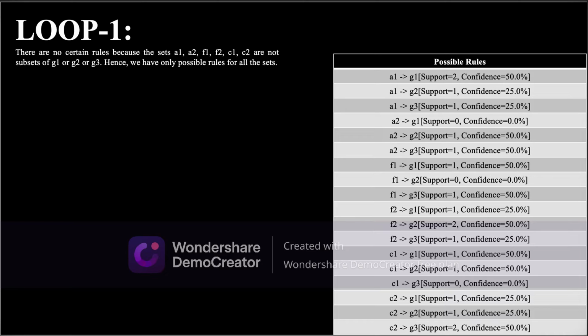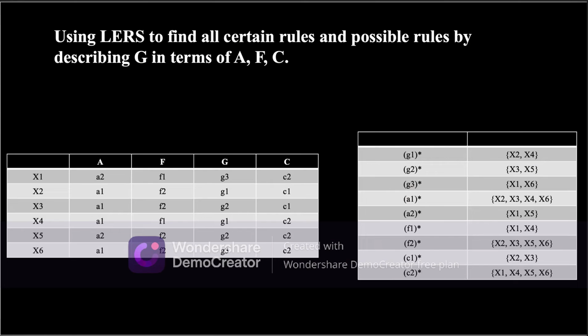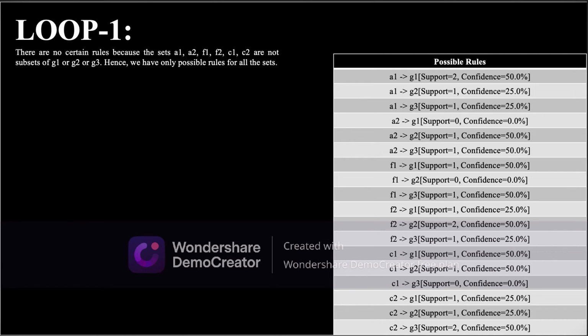For A1 implies G1, we find the probability of occurrences of A1 and G1. In the first table, as we can see, A1 and G1 occurred together 2 times and frequency of G1 is 4. Hence, support is equal to 2 and confidence is equal to 2 by 4, that is 50%. Similarly, we calculate support and confidence for other rules.